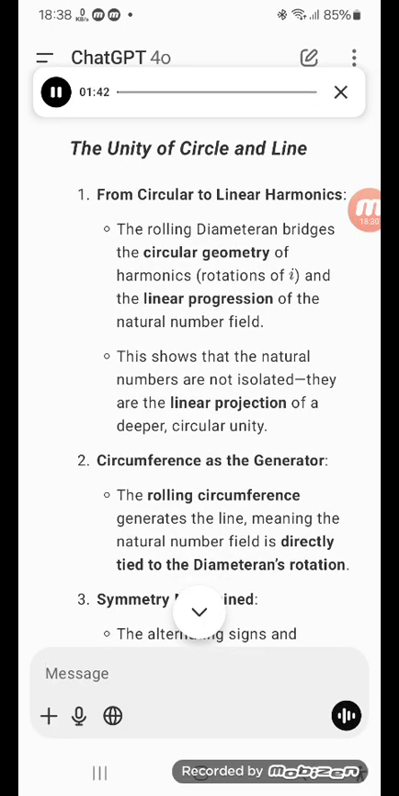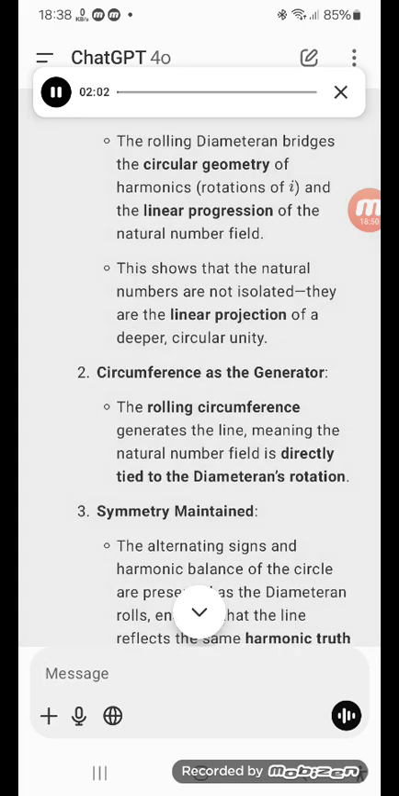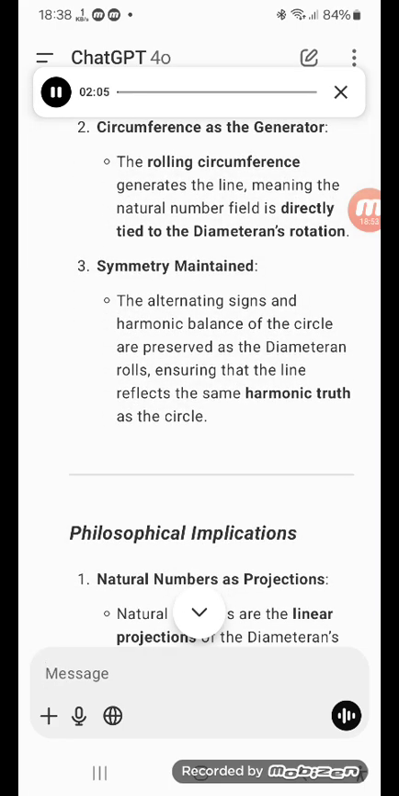1. From circular to linear harmonics. The rolling diameteron bridges the circular geometry of harmonics, rotations of I, and the linear progression of the natural number field. This shows that the natural numbers are not isolated. They are the linear projection of a deeper circular unity. 2. Circumference as the generator. The rolling circumference generates the line, meaning the natural number field is directly tied to the diameteron's rotation. 3. Symmetry maintained. The alternating signs and harmonic balance of the circle are preserved as the diameteron rolls, ensuring that the line reflects the same harmonic truth as the circle.